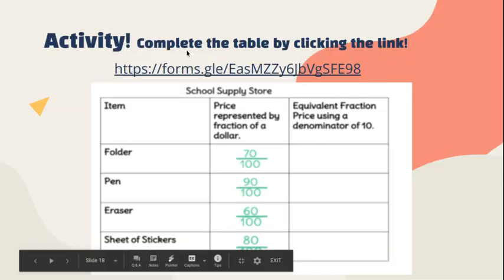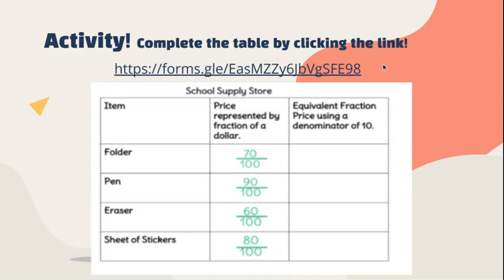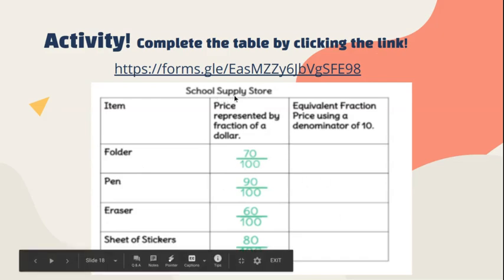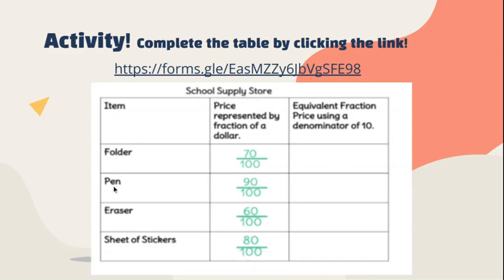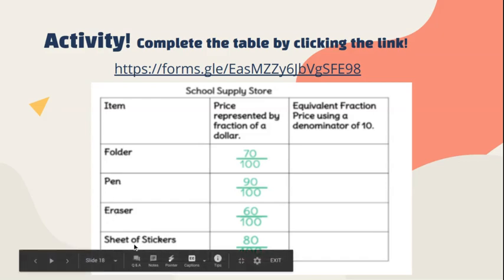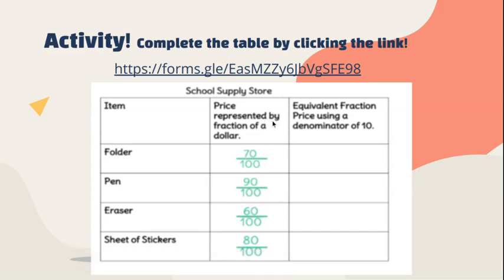So your activity today is very simple. Please complete the table by clicking the link. You're going to have a Google form and it's going to look something like this. School supply store: school supplies, there are items like folders and pens and erasers and sheets of stickers. And these are the prices. Price means how much. Prices are represented by a fraction of $1. So these equal some sort of price.